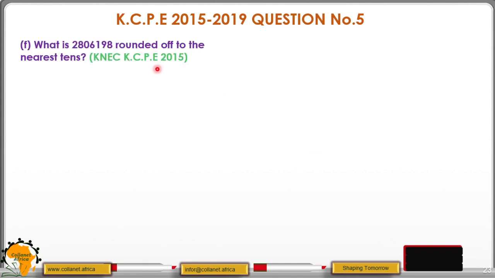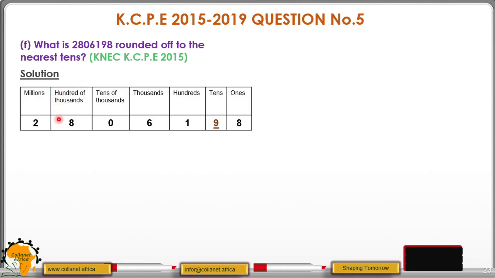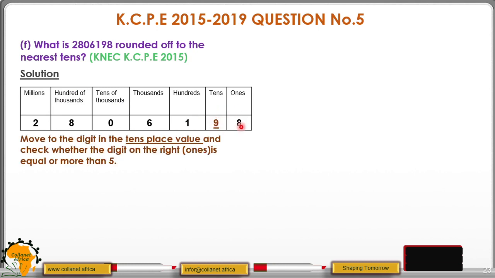Then we have another question. What's the value of this rounded to the nearest tens? It is good to note here tens, not tenth. So tested in 2015. Solution: we draw the total value chart, and then you get tens here, and then you check the number on the right. In this case, it is greater than 5. Therefore, you add 1 here, and then this one changes to 0.